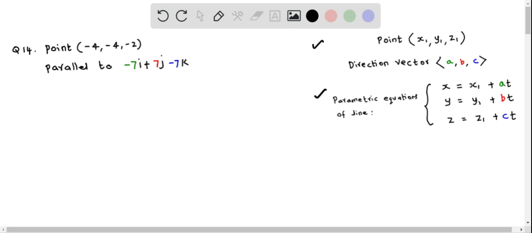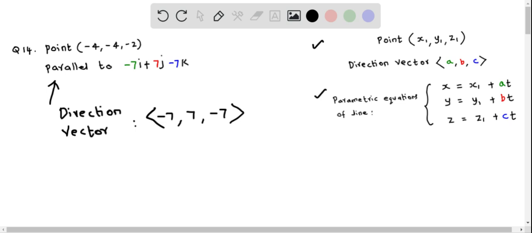So let's identify the point as well as the direction vector. Since the line is parallel to this vector, we consider this vector as the direction vector. I write this in component form: it is <-7, 7, -7>. This is the direction vector, and this means a is -7, b is positive 7, and c is -7.